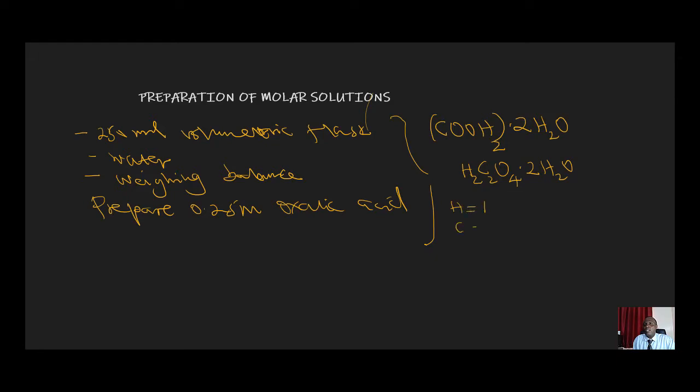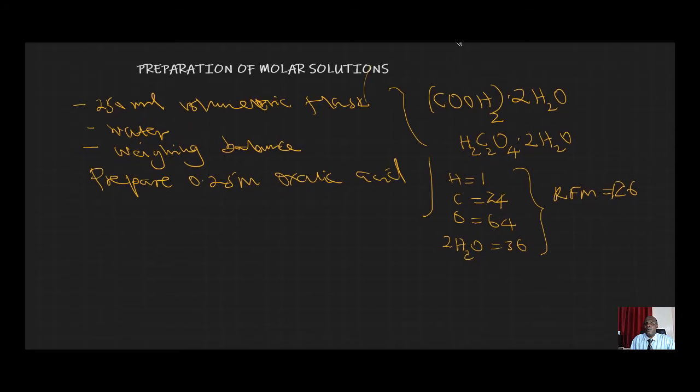If we work out the formula mass of this acid, hydrogen has a relative atomic mass of 1. Carbon has a relative atomic mass of 12, so 2 carbons is 24. Oxygen has a relative atomic mass of 16. Therefore, the 4 oxygens will have a relative mass of 64. Also, 1 molecule of water has a relative molecular mass of 18. Therefore, the 2 molecules of water will have a relative molecular mass of 36. If we add all that, the relative formula mass of this acid becomes 126.